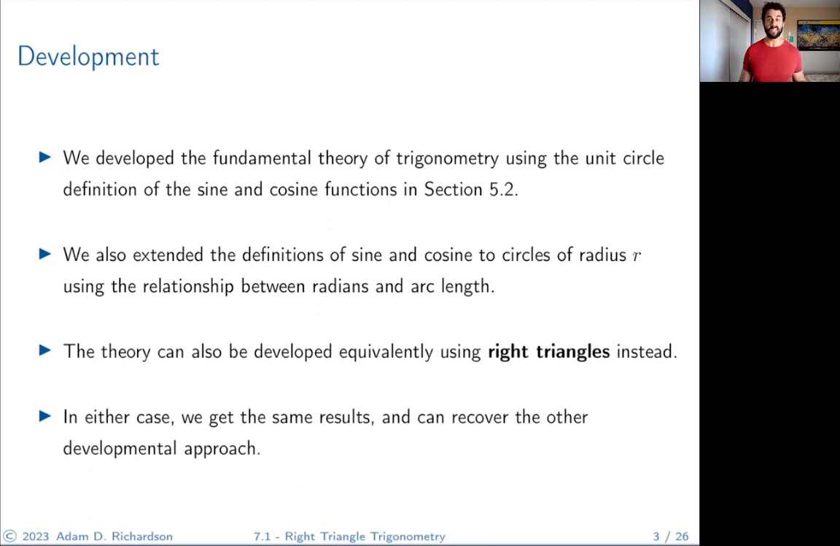And one of the reasons that we like this book for this class is because it's really just better to develop it using the unit circle and then extend it to circles of radius r. And then later on, you can pepper in the right triangle approach, which is exactly what we're going to do right now. So if you remember section 5.2, we developed the theory using the unit circle. Then we extended it to a circle of any radius r, right here. And now we're going to do all of this with right triangles instead. Either way, we can get the same results and we can recover the other developmental approach too, as we'll see in just a minute.